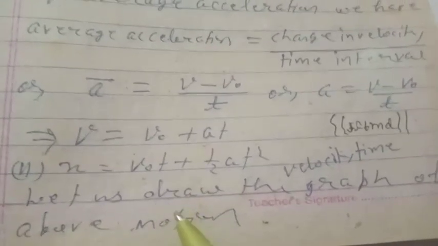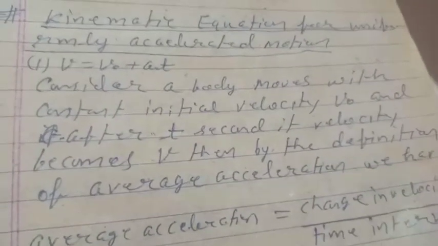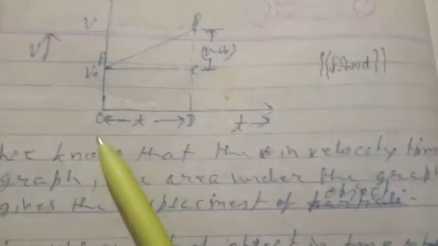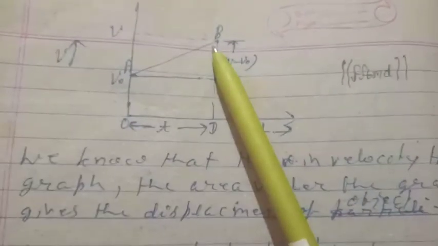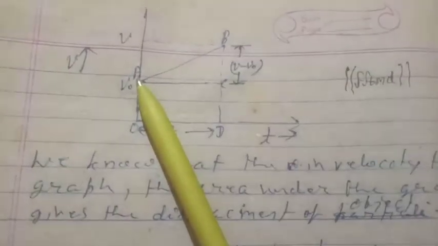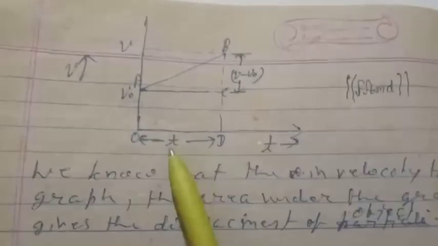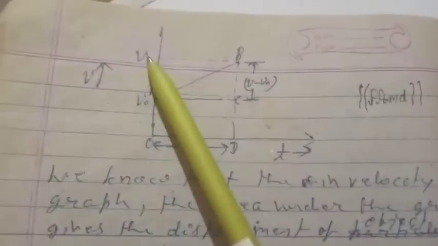Now the next kinematic equation is x equals v naught t plus half at square. Let us draw the velocity time graph of the above motion. Here is the velocity time graph. At t equals 0, the particle has velocity v naught, represented by point A, and at t equals t, the particle has velocity v, represented by point B, and this is the time interval. This is the time axis and this is the velocity axis.